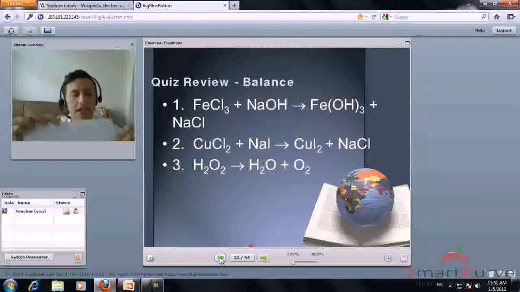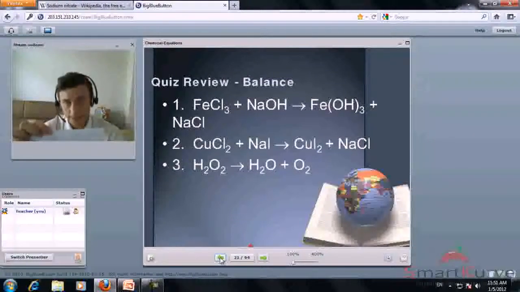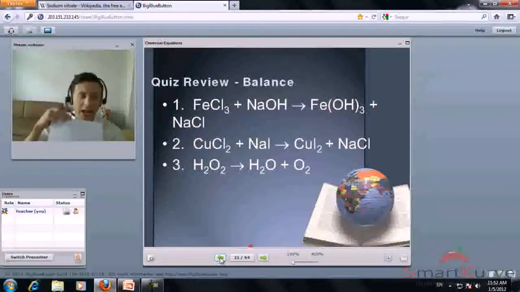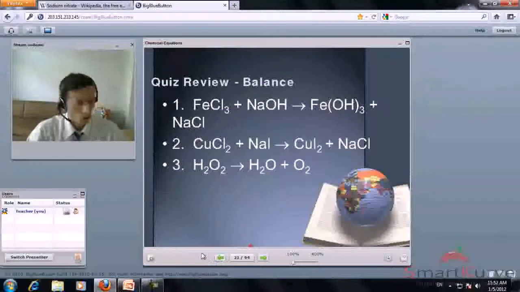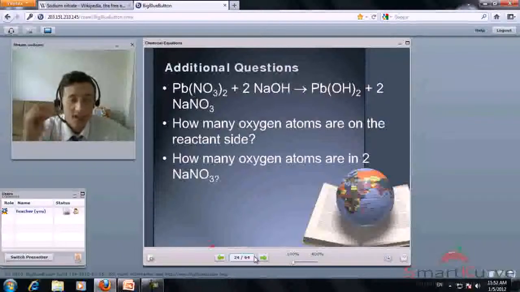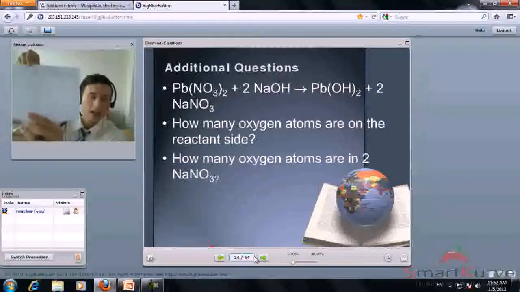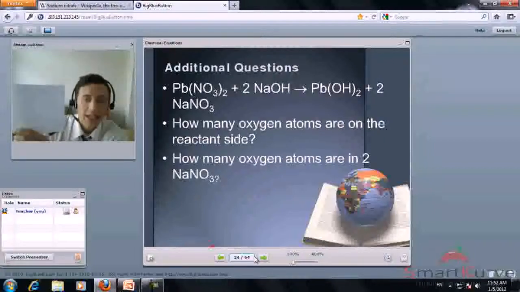I want you to keep this one in mind. The sodium hydroxide, also known as lye, this chemical that's used to make paper and soap and detergent. Remember this because we're going to move on and look at lye in another type of chemical reaction on slide 24. Here we see lead nitrate and sodium hydroxide, or lye, reacting to make lead hydroxide and sodium nitrate.